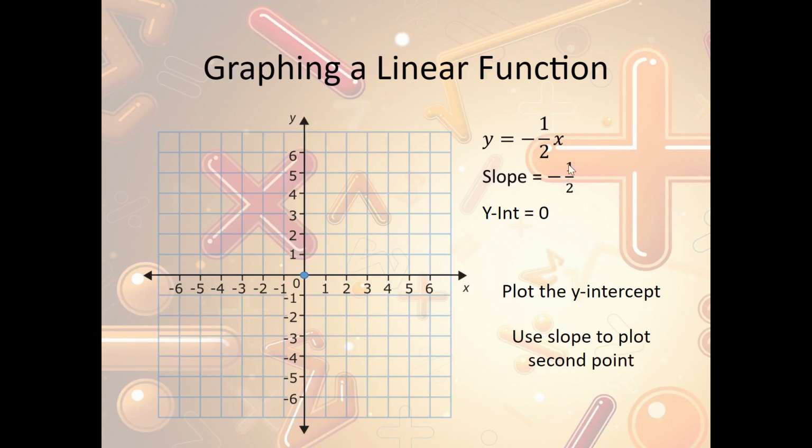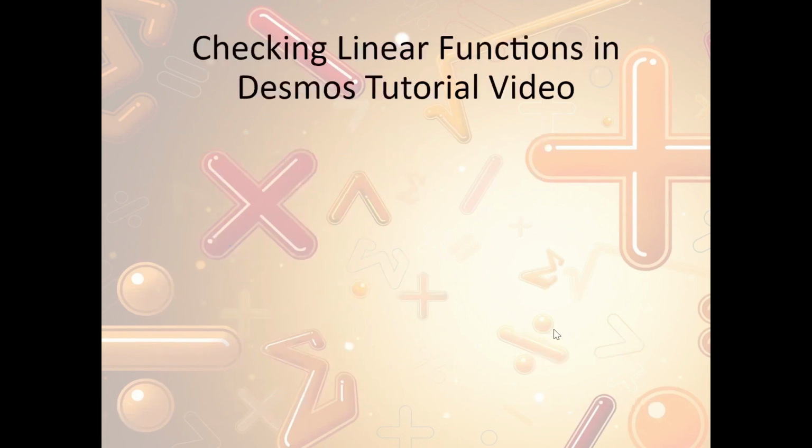So my change in y is -1. So I go down 1. And my change in x is 2, so I'm going to go to the right, 1, 2, and plot my point. So now I have my first 2 points. The next step is just to connect the dots and draw a line between them. So I'm going to connect the dots. And now I have a linear function that is graphed that goes through 0 and has a slope of -1/2.